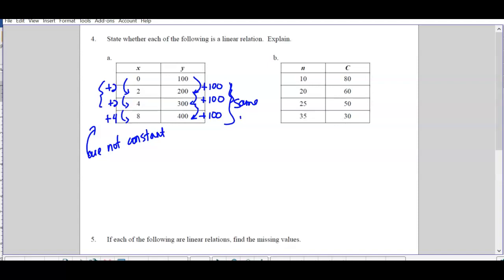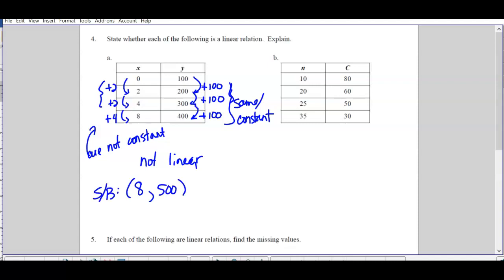Okay, or constant. Okay, so this is not linear. So for this should be 8, comma, so we did 200 should be 500. So it should be 8, 500.